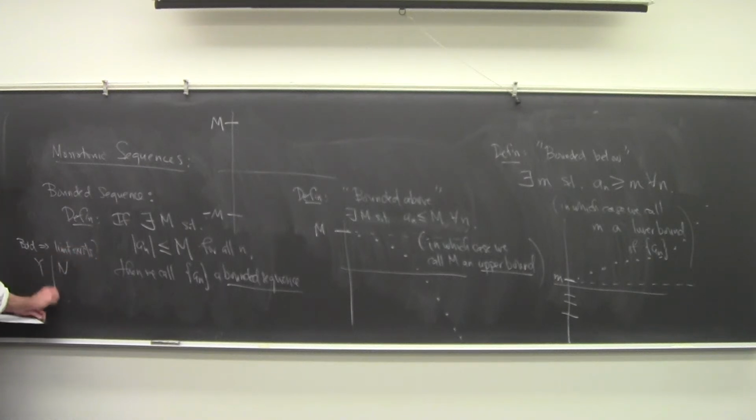How many people say yes? A couple people say yes. How many people say no? More people say no. Those of you who say no, give me an example of something where it's bounded but no limit exists. Like negative 1 to the n. Okay, yeah, that's bounded. But you see that there's no limit.